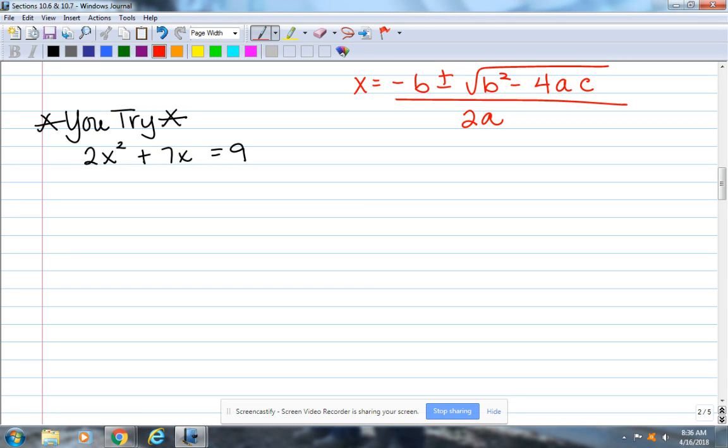When y'all get finished, y'all can go ahead and check with a neighbor, see if y'all got the same two solutions. You can pop it in your calculator, see if you get the same thing.